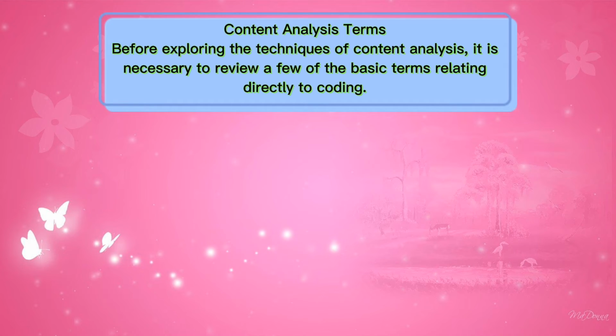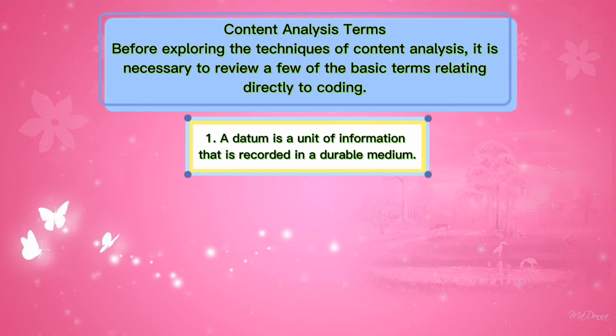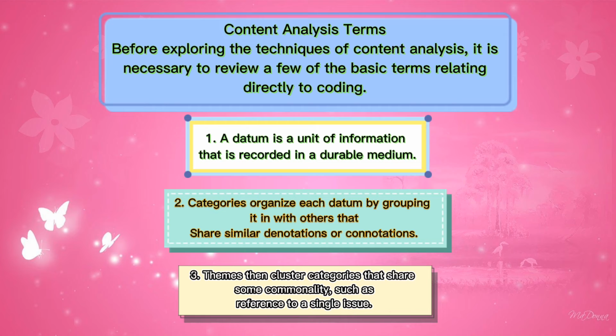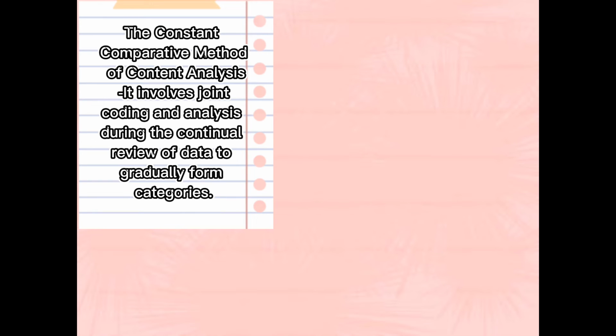1. A datum is a unit of information that is recorded in a durable medium. 2. Categories organize each datum by grouping it in with others that share similar denotations or connotations. 3. Themes then cluster categories that share some commonality, such as reference to a single issue. The constant comparative method of content analysis involves joint coding and analysis during the continual review of data to gradually form categories.